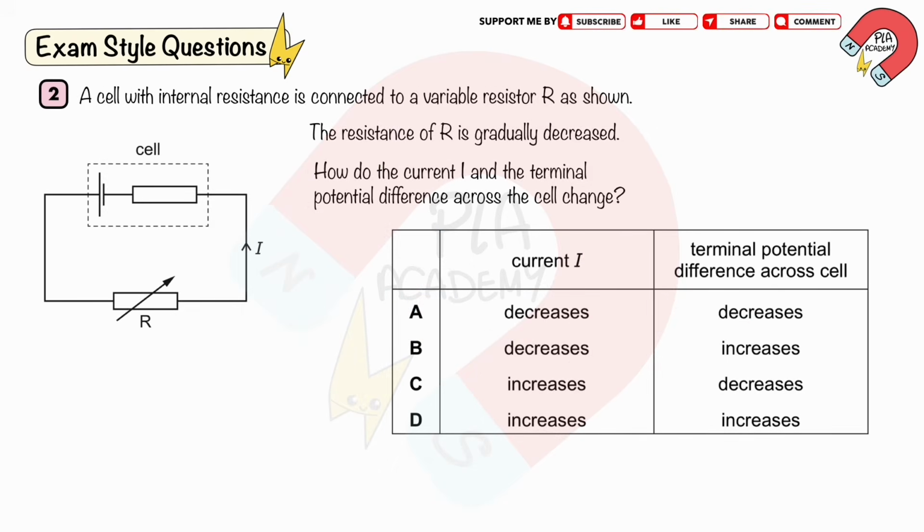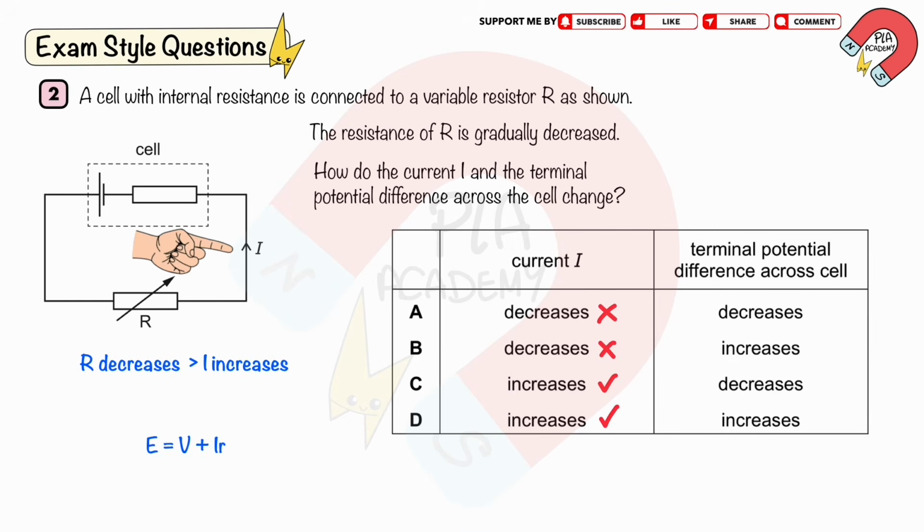Exam style question 2. A cell with internal resistance is connected to a variable resistor, R, as shown. The resistance of R is gradually decreased. How do the current I and the terminal potential difference across the cell change? As the external resistance R decreases, it causes the current I to increase. So, A and B are incorrect and C and D are possible.